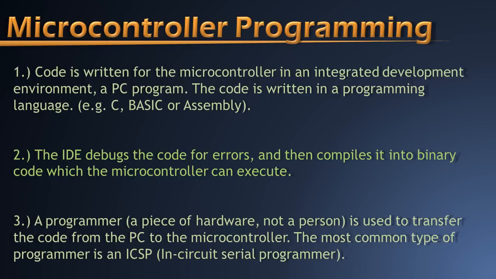And then the IDE or compiler compiles this kind of pseudo-English, human-written code and translates it into binary code which the microcontroller can execute, because the words that we write in a program don't mean anything to a microcontroller. A microcontroller likes ones and zeros. That's it. And then we use a programmer, which is a piece of hardware, not a human being, to transfer the code from the PC to the microcontroller. The most common type of programmer that we use is something called an in-circuit serial programmer, also known as an ICSP.